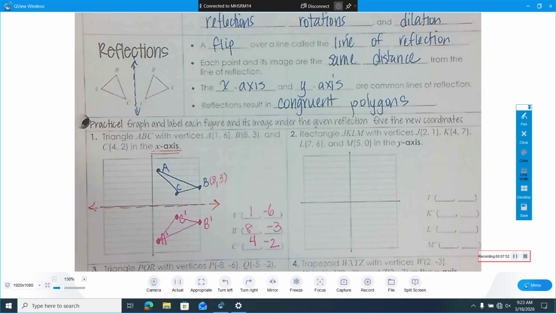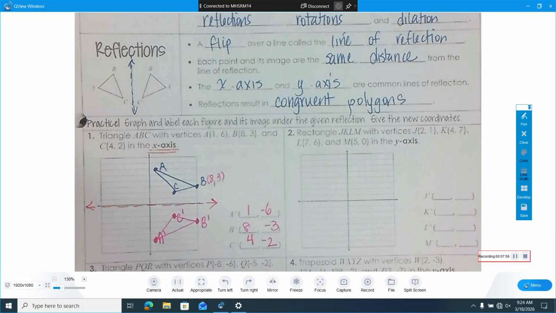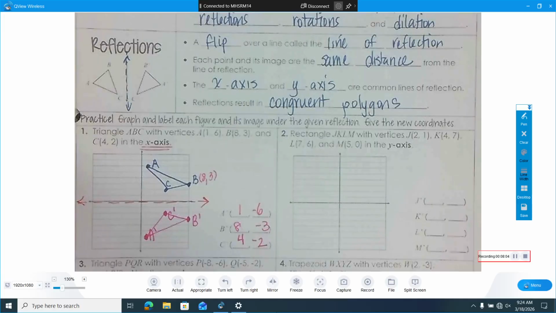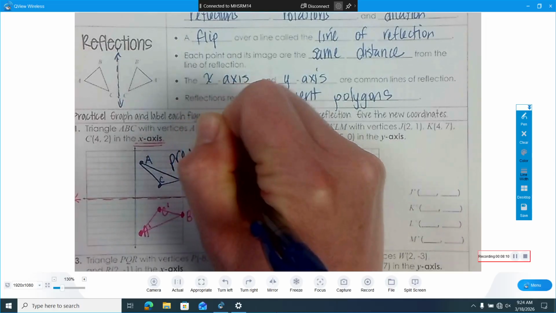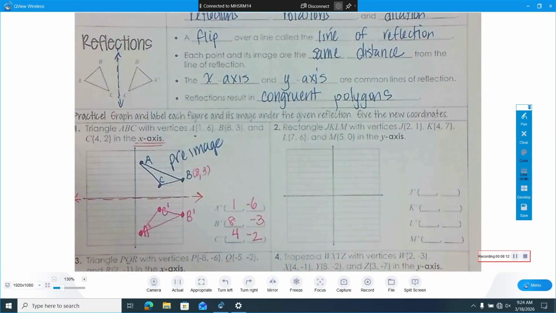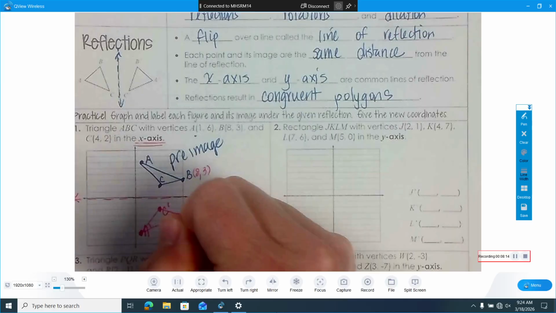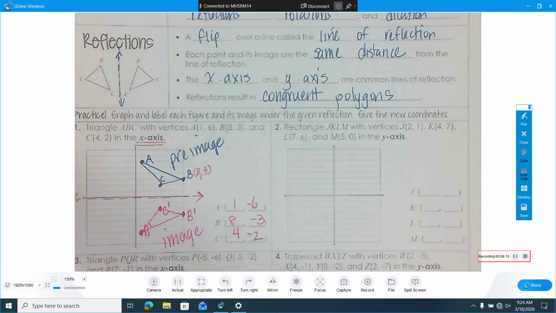Let's look at number 2. Will you please graph rectangle JKLM? And yes, I want you to graph the image and the pre-image. This is the pre-image where we started, and where we end up is the image.